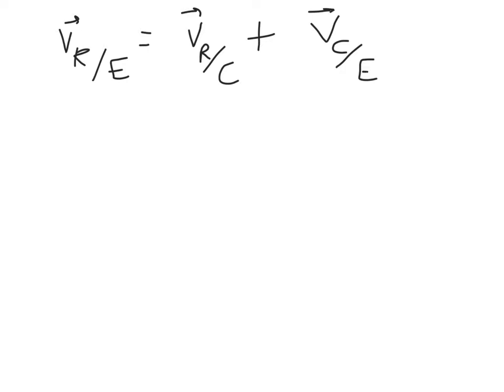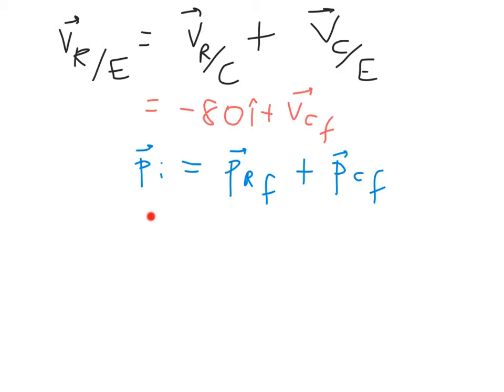Filling in what we know, we realize that this term is what we had just found out, the negative 80 kilometers per hour, and this term is the velocity of the command module with respect to the Earth. And since we are looking after the explosion, this is exactly what we previously called VCF. And so we have negative 80 i hat plus VCF. Now we are ready to put all our information together. The initial total momentum of the space vehicle is equal to the final total momentum of the rocket plus the command module.